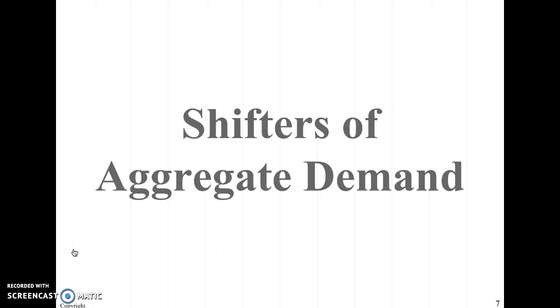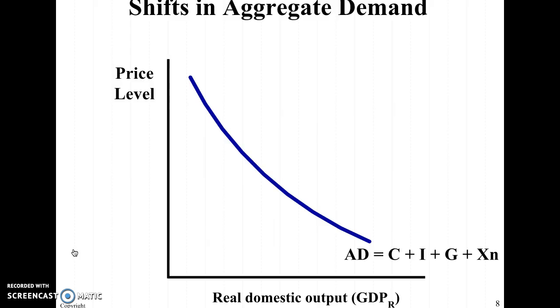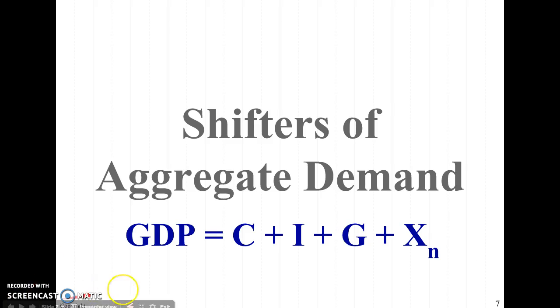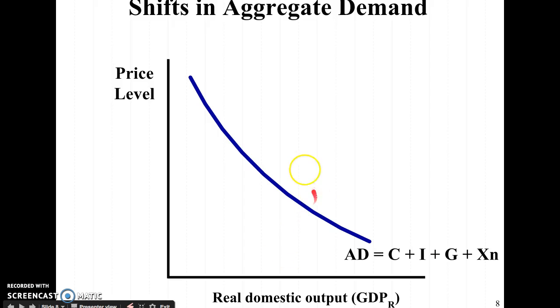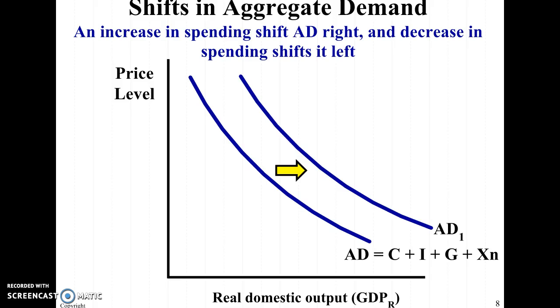Now let's talk about the shifters here. So the shifters of AD are going to be really any change in spending. So if we have an increase in spending, let's say the government spends more. Let's say the government is building a wall. That's going to be an increase in government spending. That's a shift of AD to the right. If the government says we're going to cut the Department of Education and no more federally funded education, that's going to be a shift of AD to the left, right?